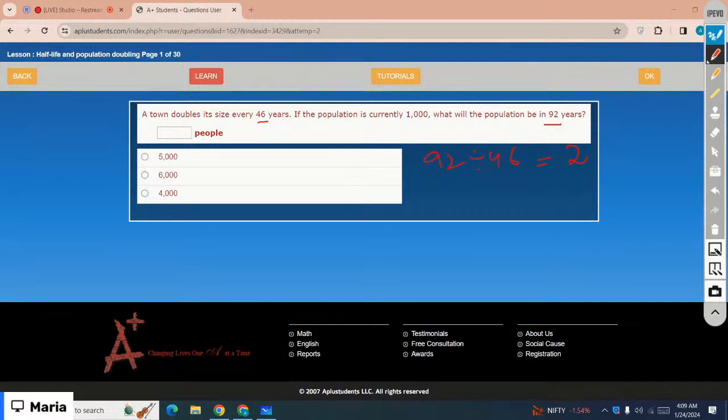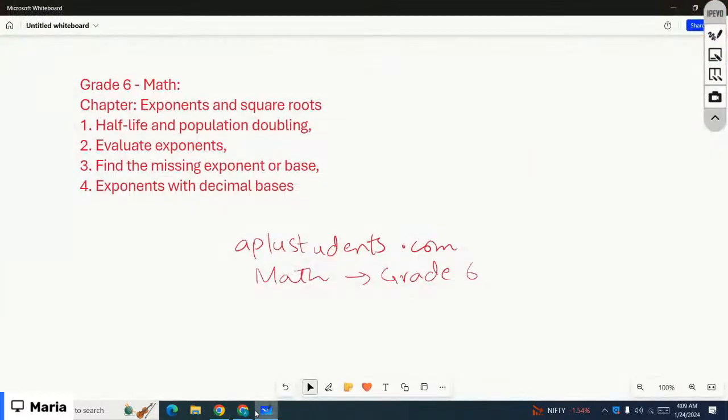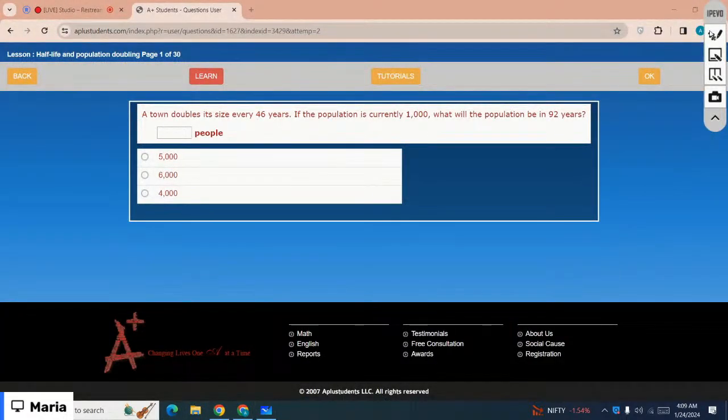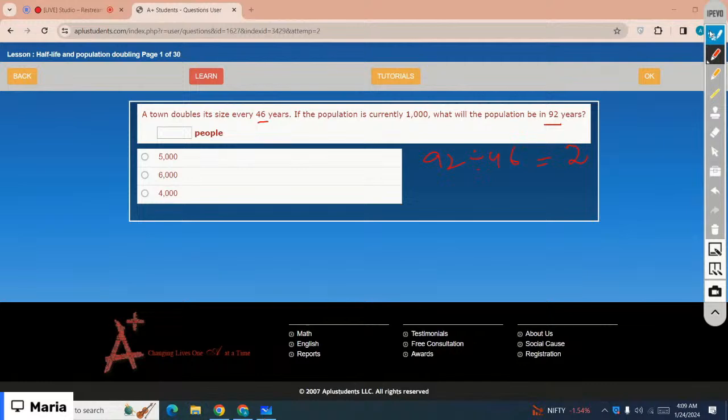The chapter name is exponents and square roots. Grade 6, it is exponents and square roots. The lesson we are on right now is half-life and population doubling.